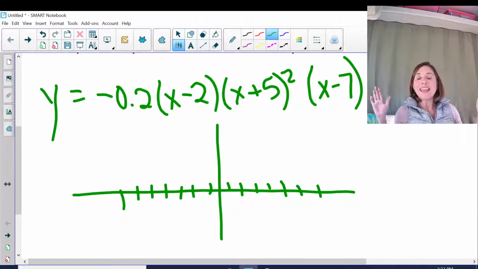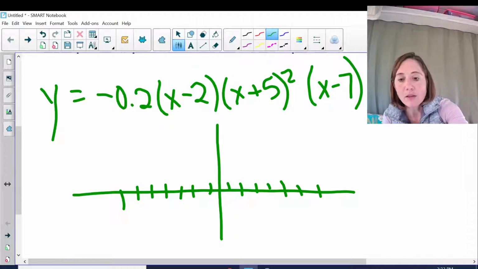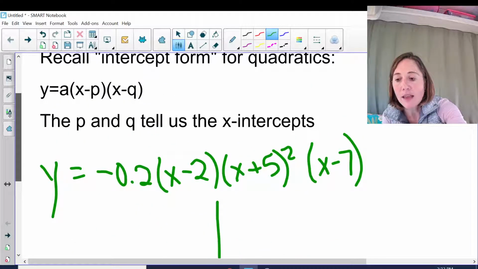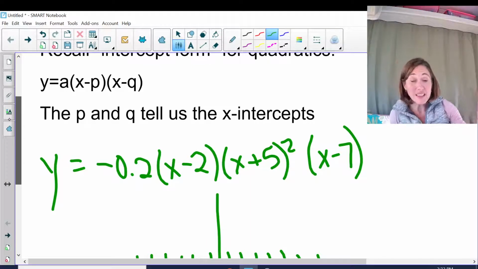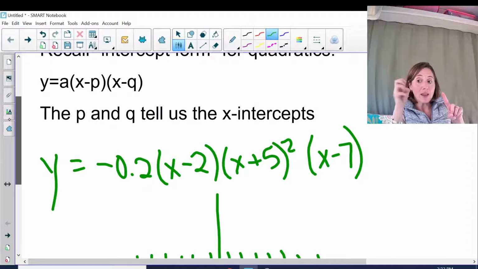First I would like to figure out the end behavior for this thing. So if I'm thinking about what I know about end behavior, I need to know what the degree of this thing would be overall. So I'm going to count how many x's I have. Well, I have an x in the x minus 2 factor. That x plus 5 factor is a double. See the exponent of 2 on the outside of that? So that counts as 2. And then I have an x minus 7 factor. So this is going to be a degree 4 polynomial.